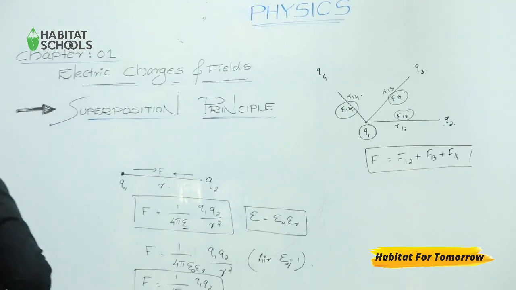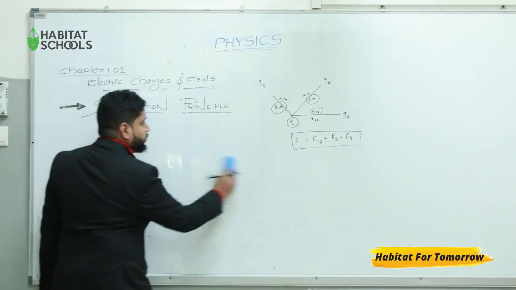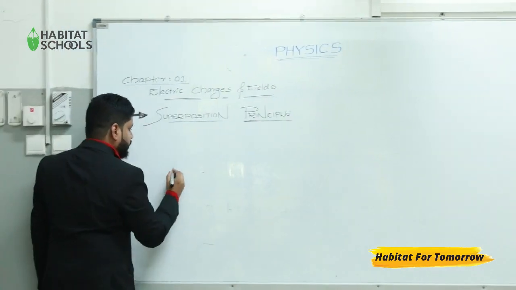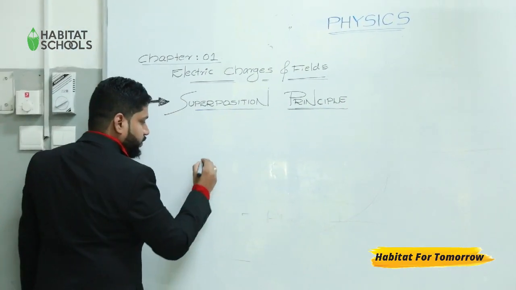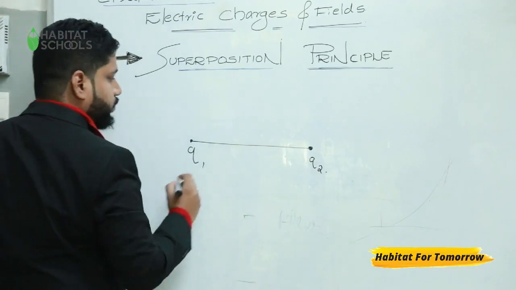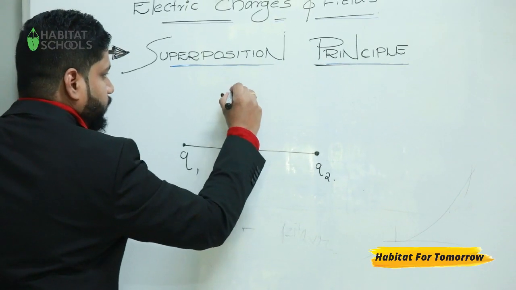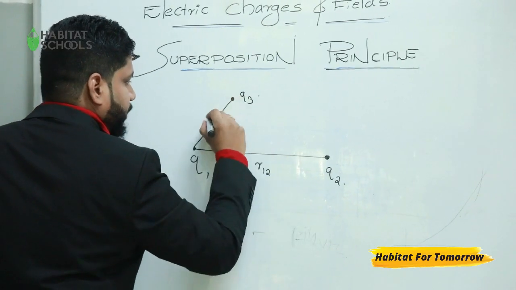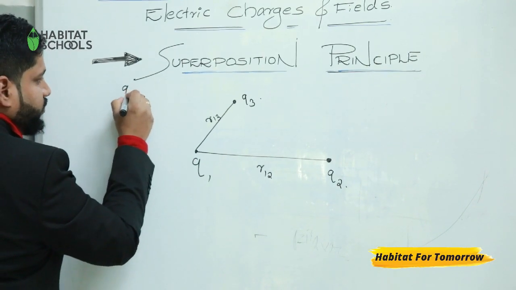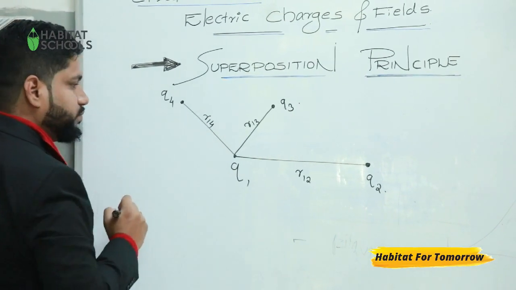All of you please listen here. I am just considering 4 charges. Here first Q1, and here Q2 separated by a distance R12, and here Q3 separated by a distance R13, and here the fourth charge, that is Q4, separated by a distance R14.